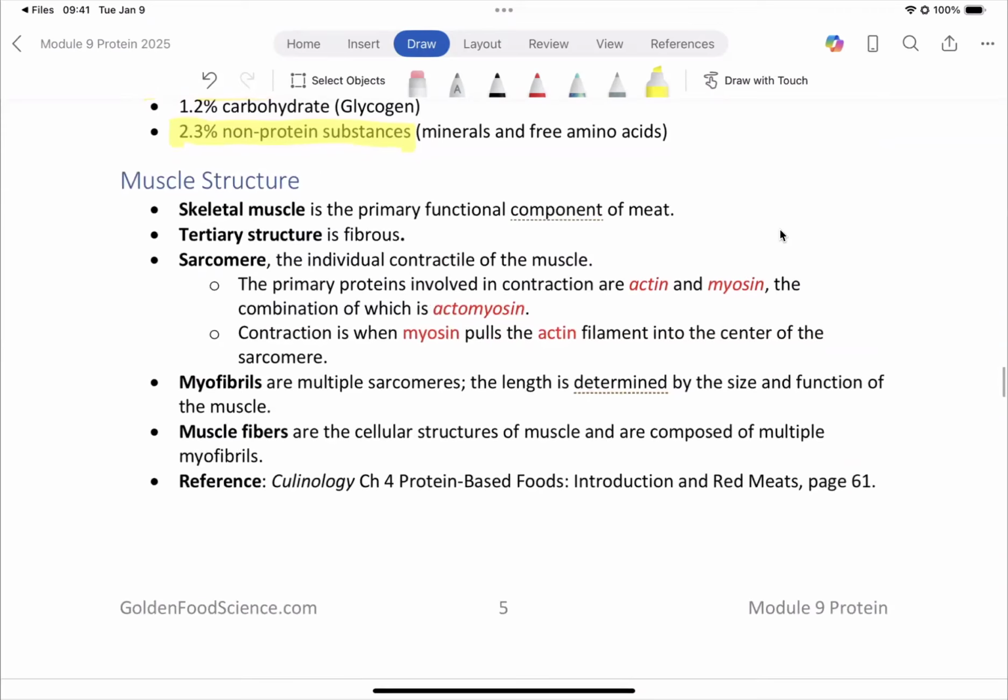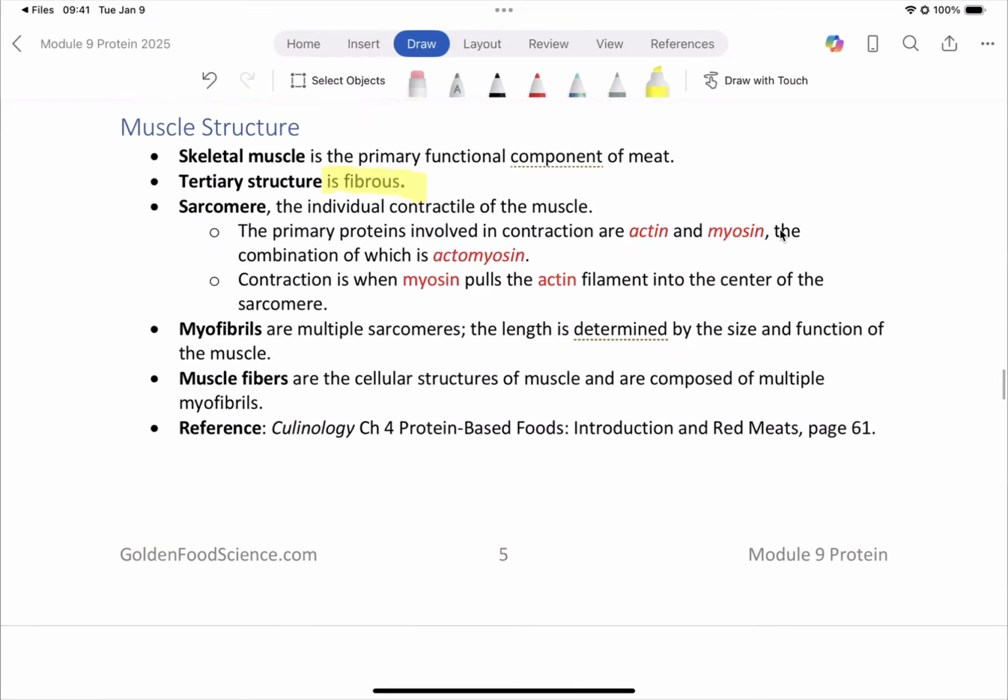And red meat is the skeletal muscle, is the primary component of red meat. We generally don't talk about the organ meats, but they're kind of the same. It's fibrous. In other words, the protein structures are long and fibrous, versus globular, like globs. So they look like long fibers. The primary proteins are actin and myosin, which combine to form actomyosin.